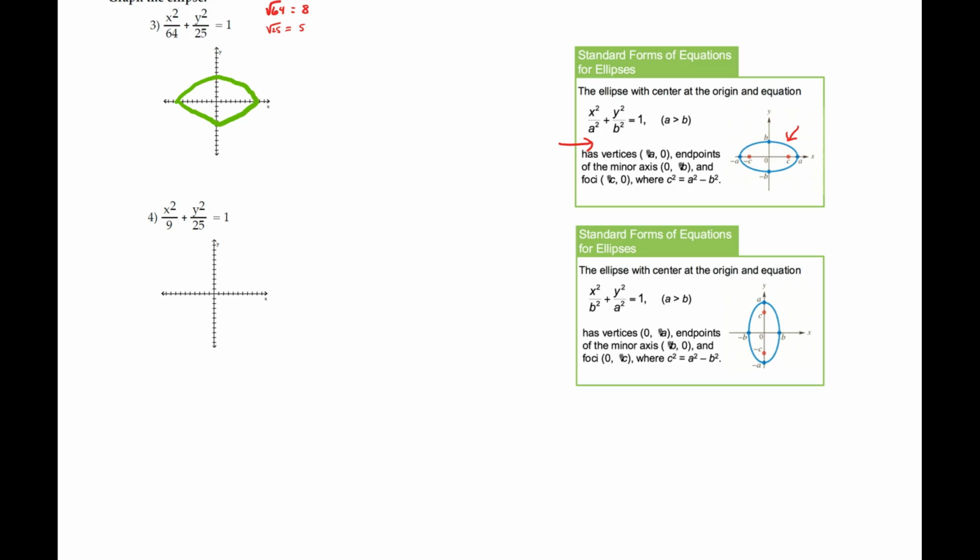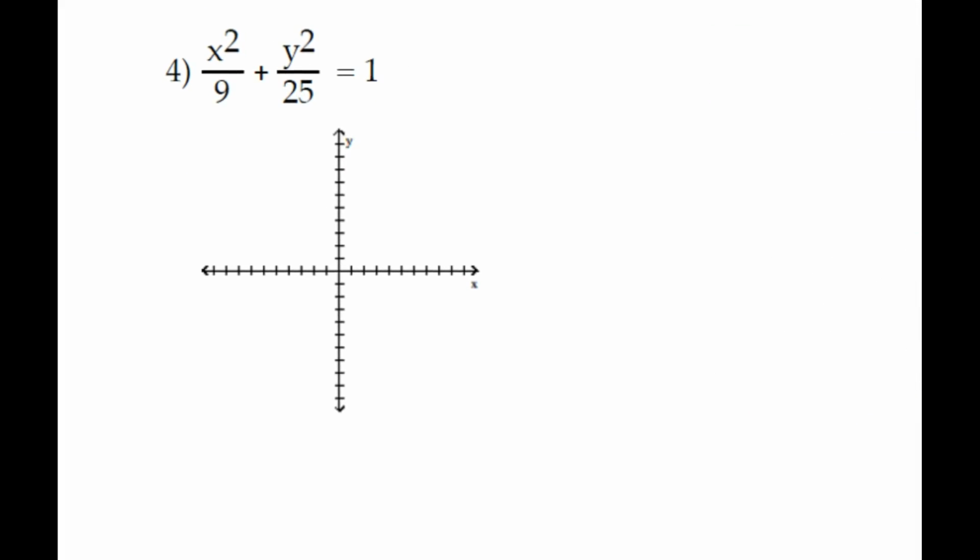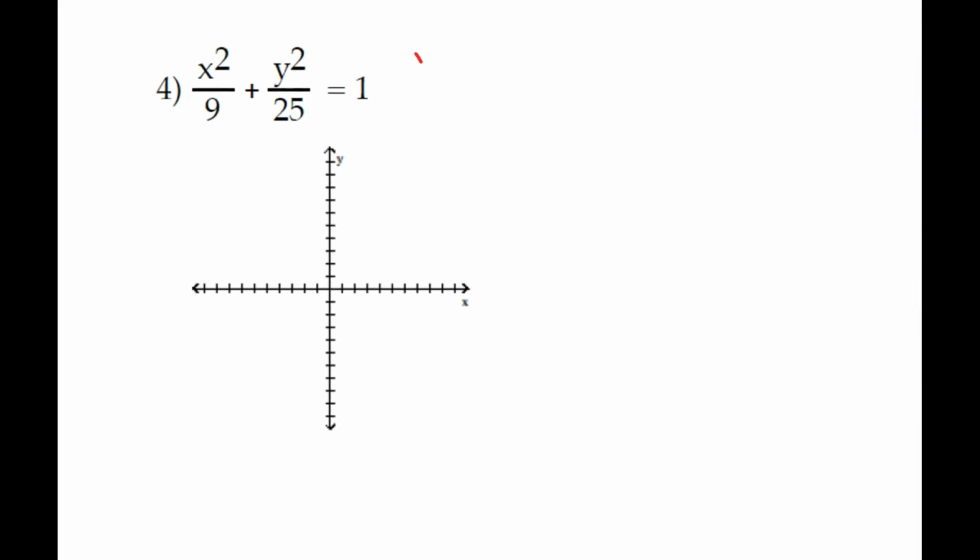the major axis is going to be oriented vertically, because if you look here, 25 is bigger than 9. So that's not a big deal. We're going to start off by taking the square root of 9, and we're going to get 3. So we're going to count out 3 units to the left, 1, 2, 3, and 3 units to the right, 1, 2, 3. And then we take the square root of 25 to account for our major axis, which is 5. We're going to count 5 units up, 1, 2, 3, 4, 5, and 5 units down, 1, 2, 3, 4, 5. And again, we play this game of connect the dots.